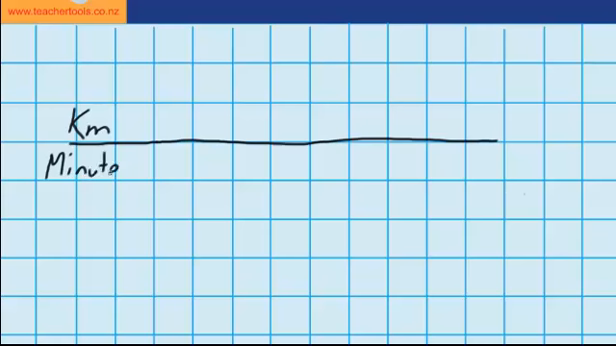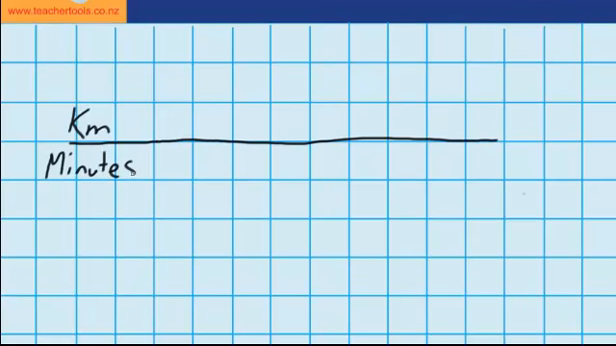Now, on this number line, I need to write in the information that I already know. I know that I can do 7 kilometers, and that takes me 30 minutes. And I'm trying to work out how far I can run in 60 minutes, so I'm going to put a little question mark here.